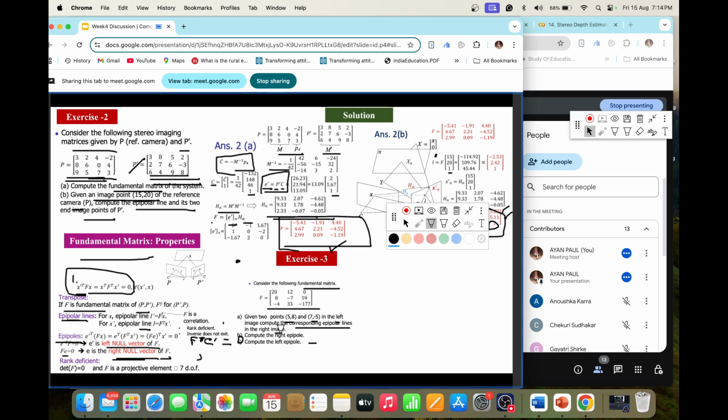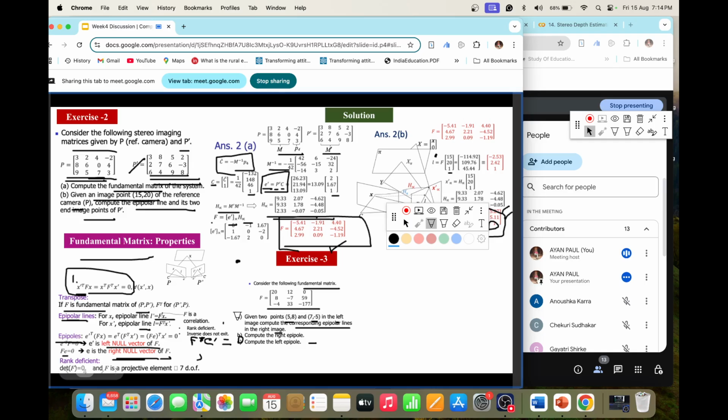So very easy. If we have two points in the left image, let's say x1 and x2, it is very easy to compute L1 dash and L2 dash by this property: L dash equals F into x. So L1 dash will be equal to F into x1. Similarly, L2 dash will be equal to F into x2. So that is very easy.